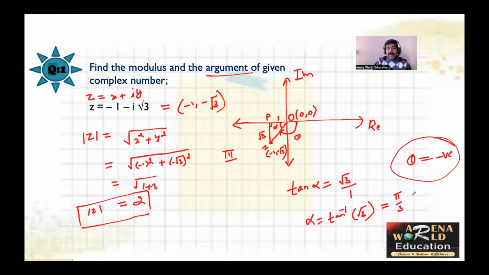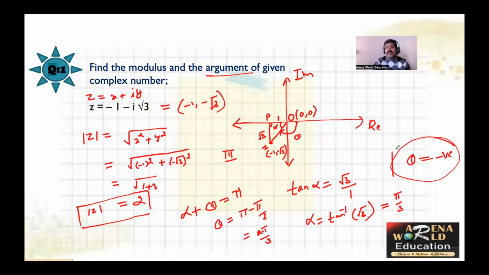So if alpha is pi by 3, and look at this one, alpha plus theta, this will be equal to what? This will be equal to pi radian, means they will make a straight angle, 180 degree, and that is equal to pi. And already alpha we have calculated, it is pi by 3. Theta will be what? Theta will be pi minus pi by 3, that is equal to 2 pi by 3.